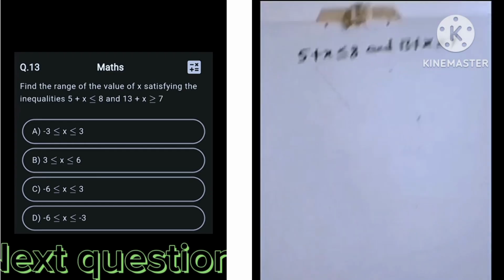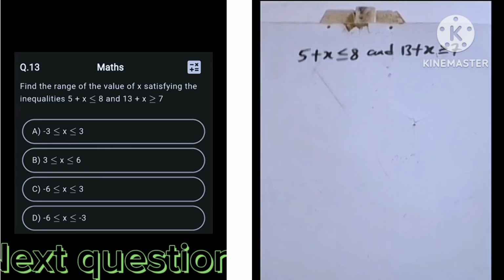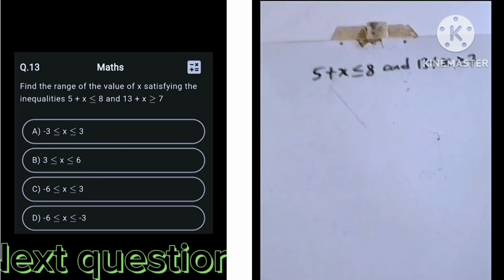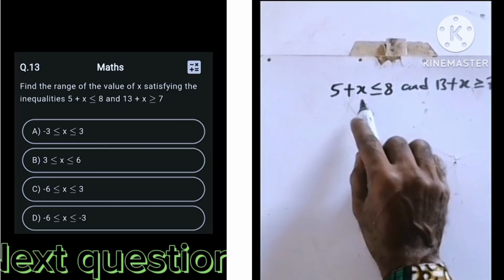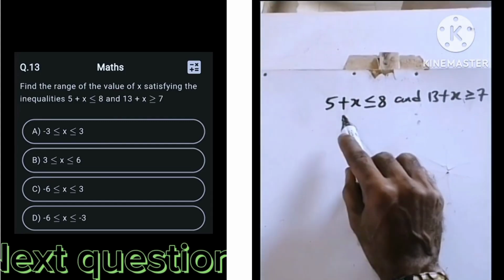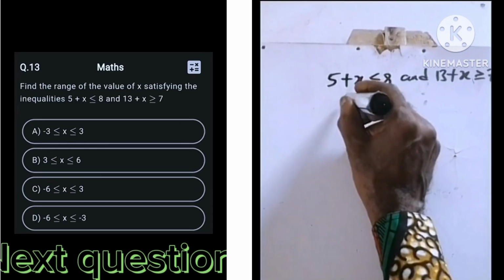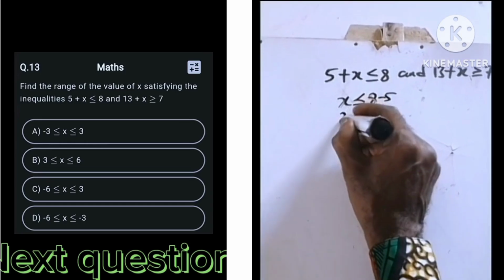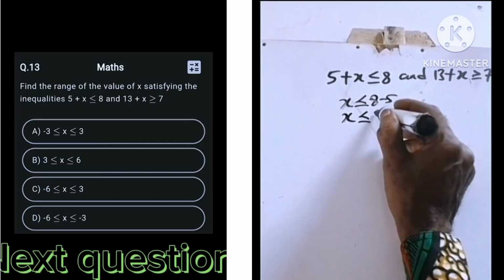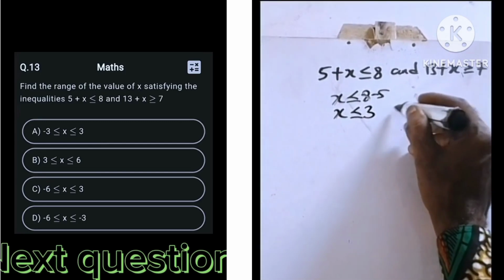Now, the next question is coming from simultaneous inequality. All we have to do is this. We have to collect like terms for the first one because they gave us two inequalities. So all I will do is carry this 5 over. So what we have is S is greater than or equal to 8 minus 5, which will give us 3.